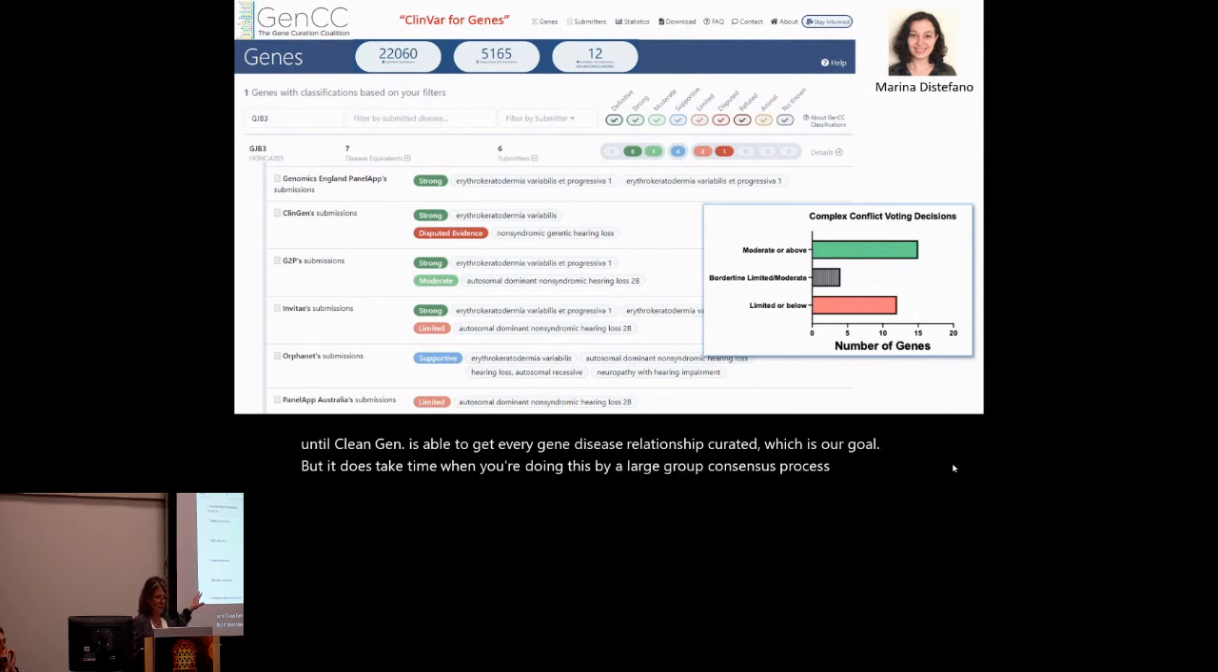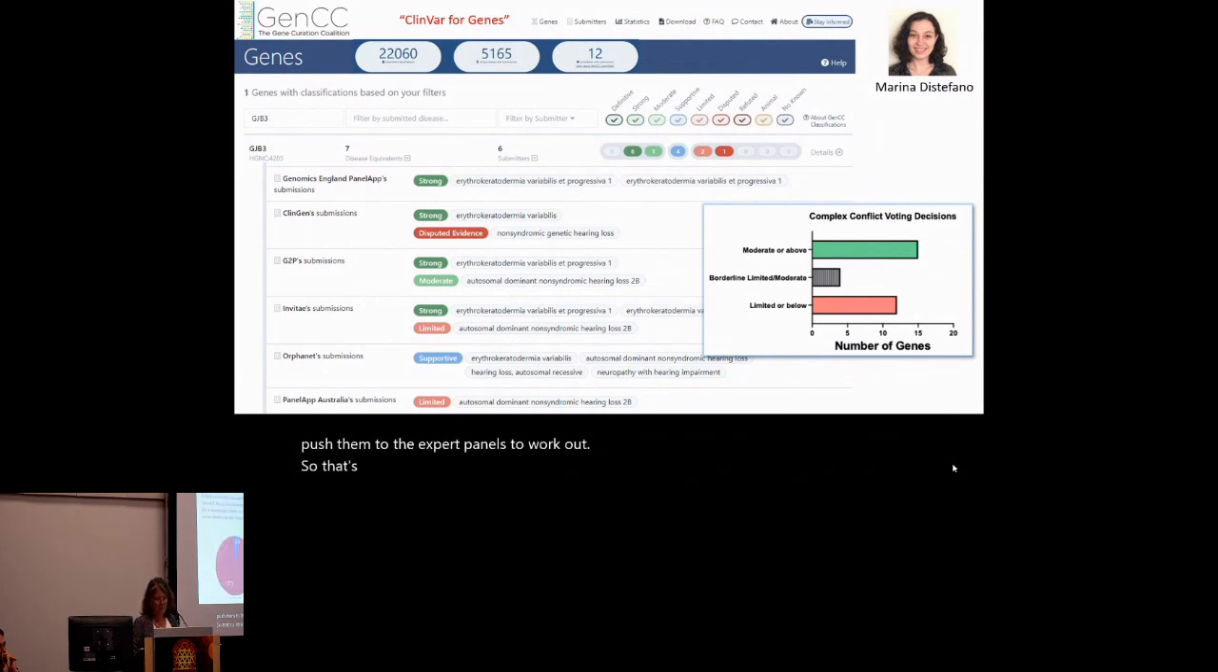So here's just a screenshot of the interface. I've typed in GJB3, but you can type in your favorite gene, see if it's been curated and by whom. And then what we also can do, because all this data is harmonized, is that we can look for discrepancies. And then we have monthly calls across all the submitters, and then we work to resolve any of those discrepancies. And we sometimes push them to the expert panels to work out. So that's a little bit about the GenCC database.